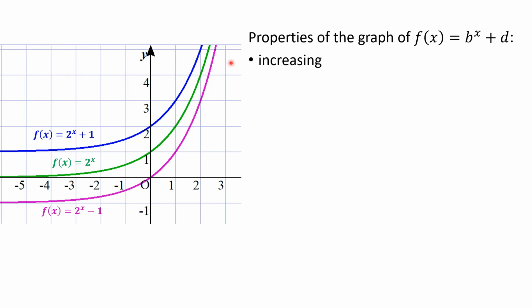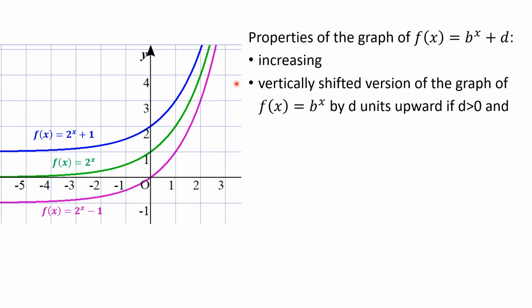First, the graph is increasing. So each of these three is increasing from left to right. Next, the graph is vertically shifted version of the graph of f of x equals b to the x by d units upward if d is greater than 0, and d units downward if d is less than 0.